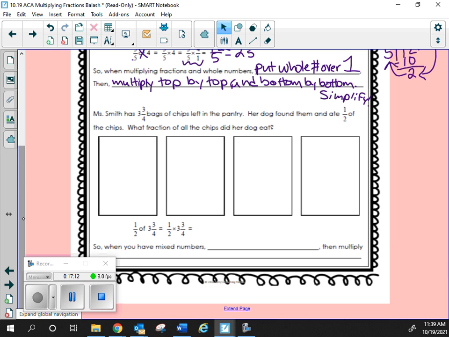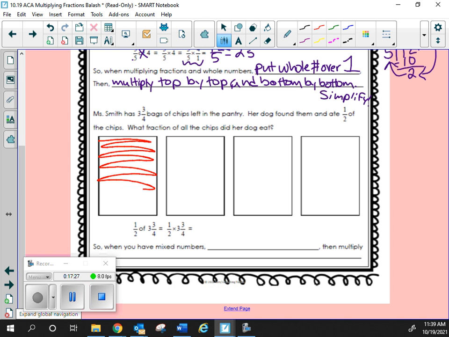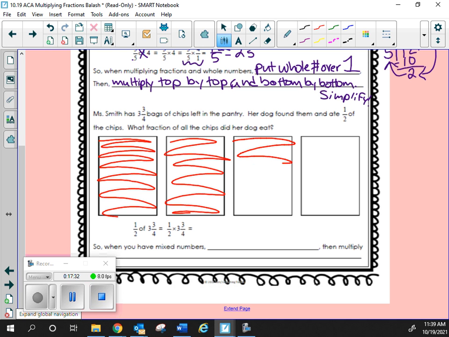All right, so looking at this picture, I am starting with how many bags? 3 3/4. So am I going to color all of these? No, I'm going to color 3 full ones and then 3/4 of that last one. Okay? So let's go ahead and do that with your colors. 1, 2, 3. And I'm going to make this 3/4.